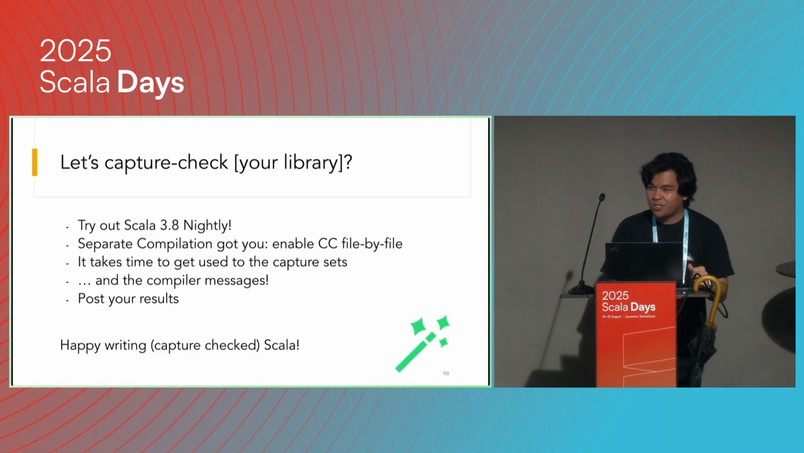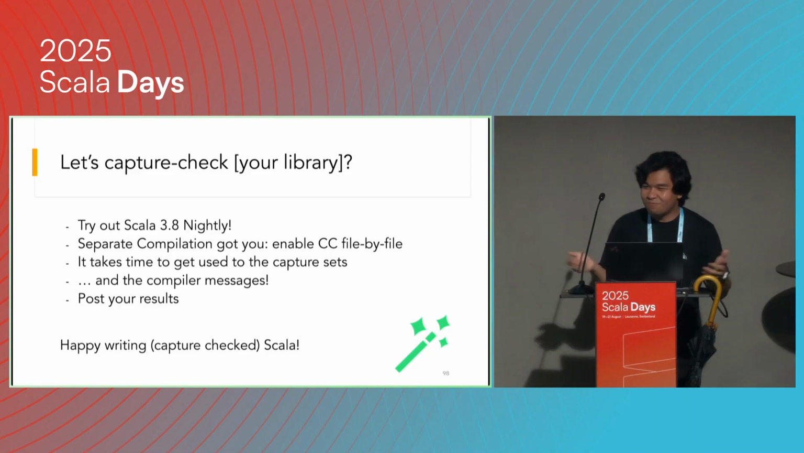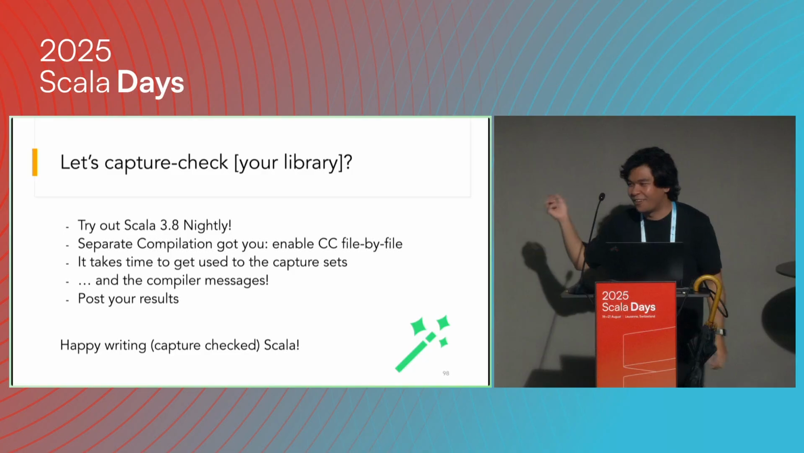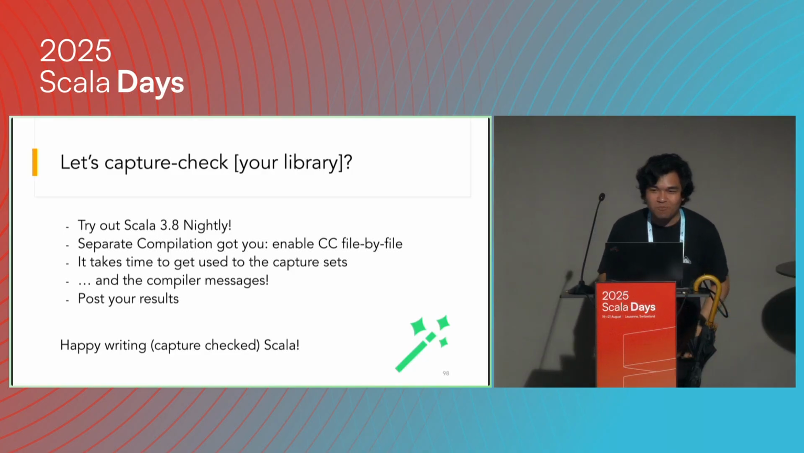Separate compilation really got you, so you can just call the magic word file by file, and everything else not capture checked should work fine. We only add annotations to your TASTy, so compiling should not be a problem. It takes a little bit of time to get used to the capture set, but everyone's getting there, right? We did our maybe first capture checking, and it's not something entirely trivial as well. Also, the compiler messages can get hairy sometimes. I don't put one here, but you've seen one before.